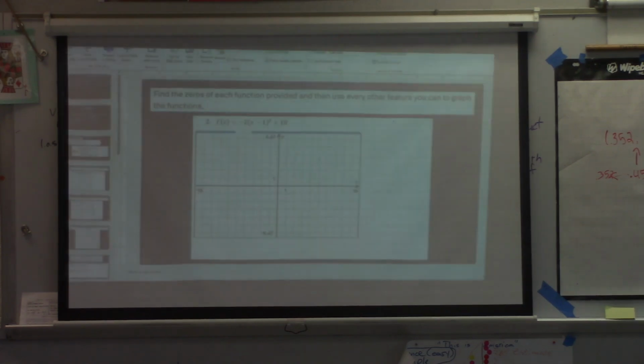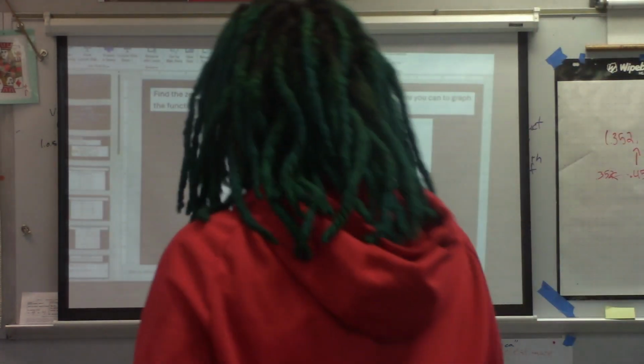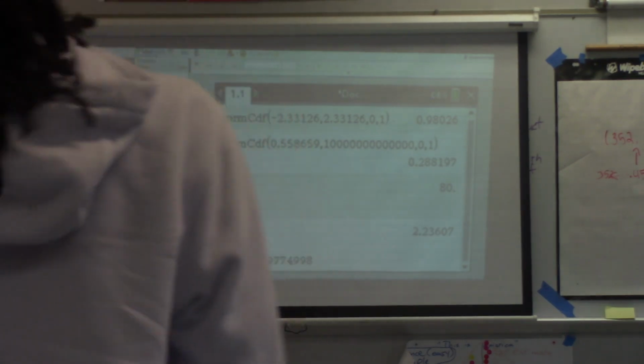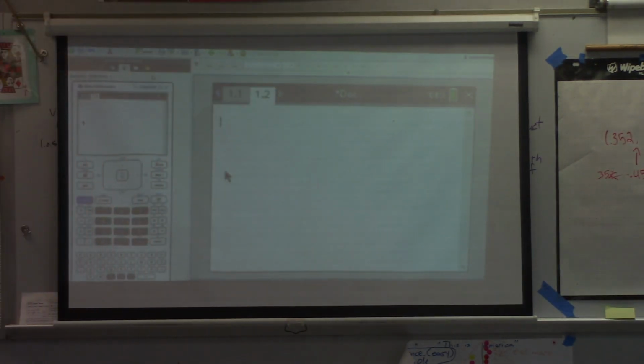Alright, so I need you to create a calculator page. Okay? Now, what I need everybody to do is type out the original expression. I believe, was it negative 2? So you want to hit the negative underneath the 3. Be careful and make sure you hit the negative underneath the 3.